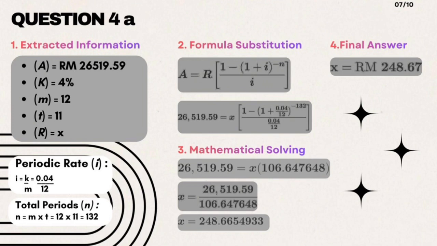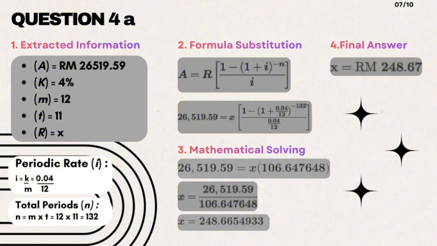Now, let's move on to question 4a. This question requires us to find the regular monthly withdrawal amount, denoted as X, from a funded account over a period of 11 years. First, let's look at the extracted information from the problem statement. Our present value A is RM 26,519.59, which is the initial lump sum deposit.